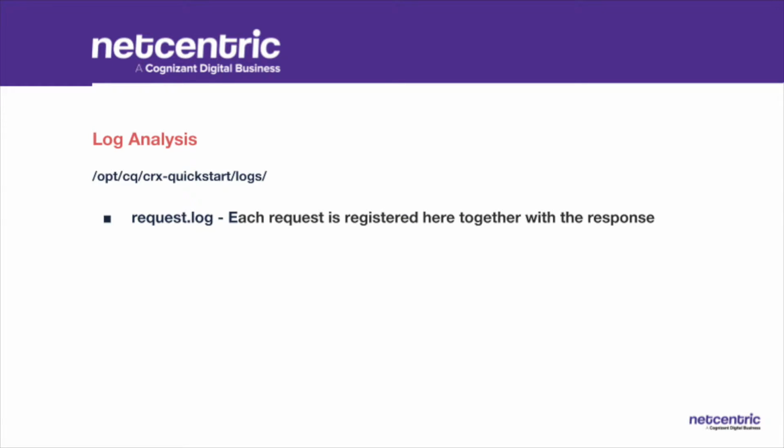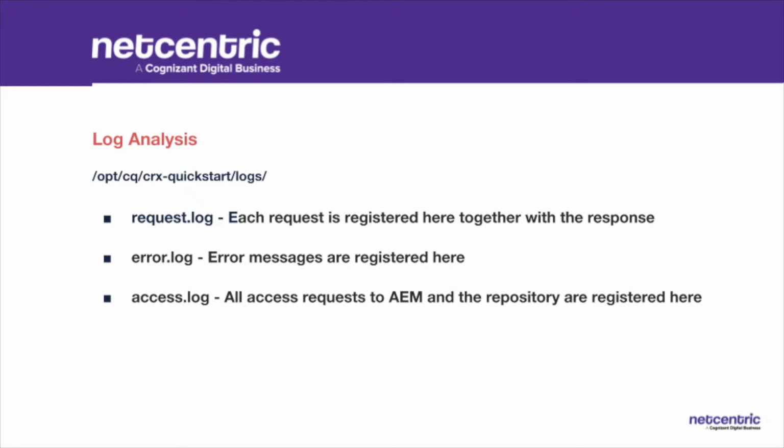The most important log files to investigate are request.log. Each request to AM is registered here with the response. Error.log stores all the error messages. Access.log. All access requests to AM and to the repository are registered here.